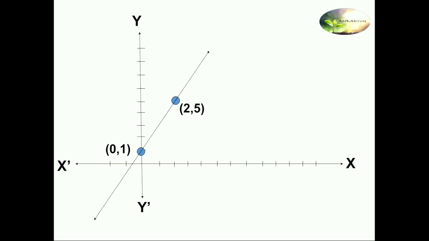Our first point is (3, 0). (3, 0) lies on the x-axis. Then second point (minus 1, 6). Minus 1 should be seen on the x-axis, 6 should be seen on the y-axis. Then plot it.